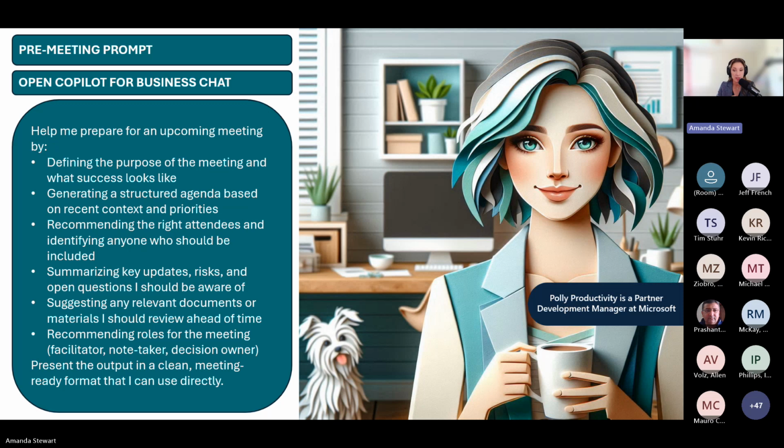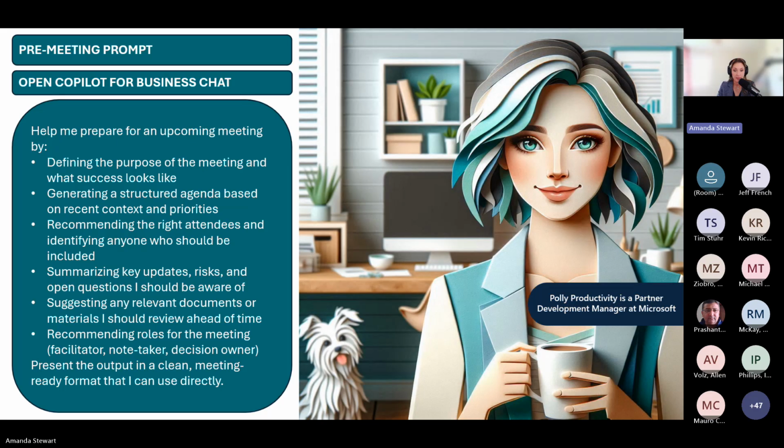So in this scenario, Polly's getting ready for an upcoming meeting with one of her partners. And her goal isn't just to show up, it's to show up prepared, aligned, and ready to drive the conversation forward. So this slide actually shows you the process that you can use. This is how Polly sets herself up and everyone else in that meeting up for success. So it starts with grounding Copilot in her role.